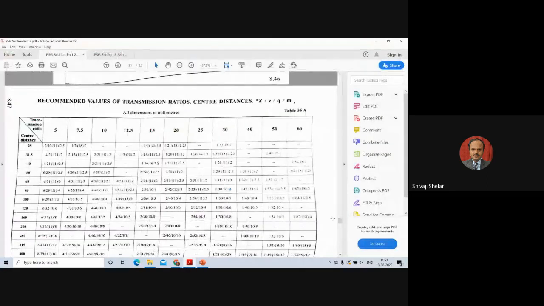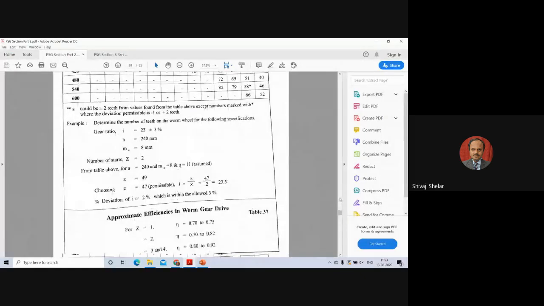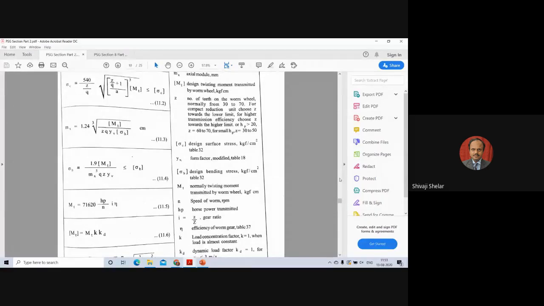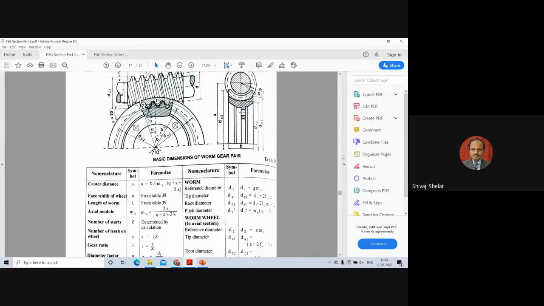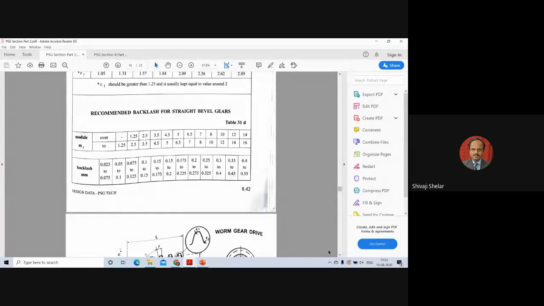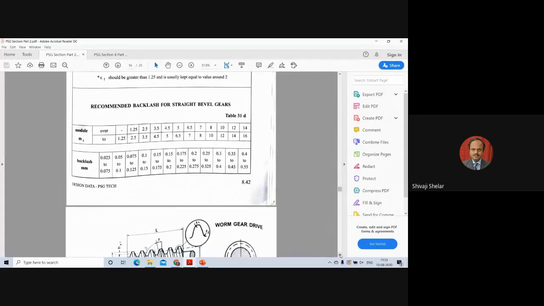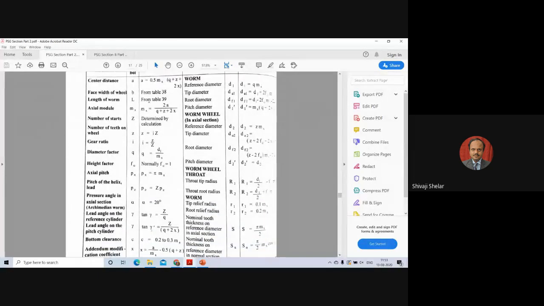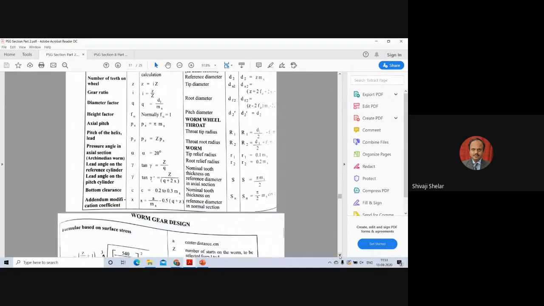Let's look at 8.48 first. Let's go step by step through the values here. Yes, this is the picture I have shared with you. This is page 8.43 of the worm gear drive. I have told you there are numerous formulas. Out of those I have chosen certain formulas which we are going to use most of the time. The remaining formulas you can refer from this table here. There are a number of formulas.